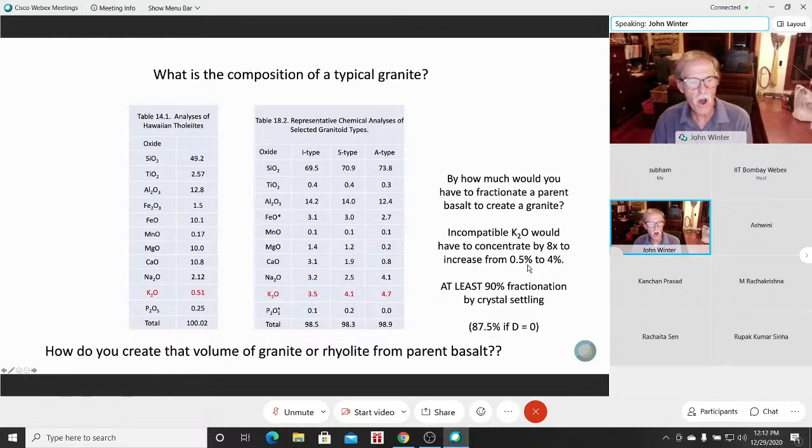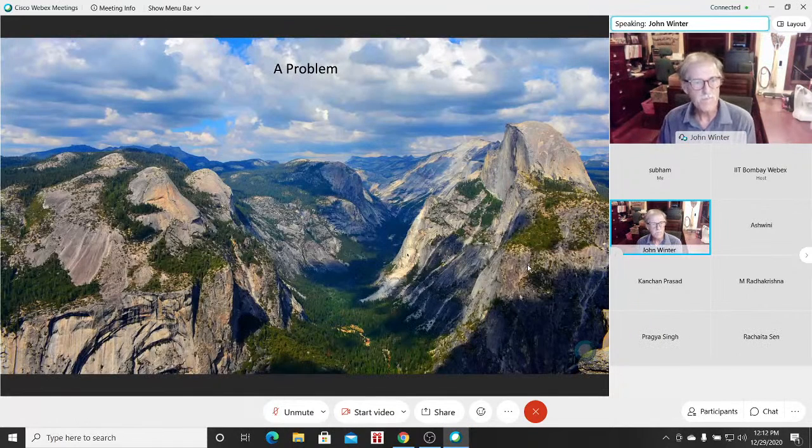In other words, all of the K2O stayed in the melt and none went into early solids. That would require 87.5% crystallization. Okay. So by fractional crystallization, you can do this. There is, of course, a problem.